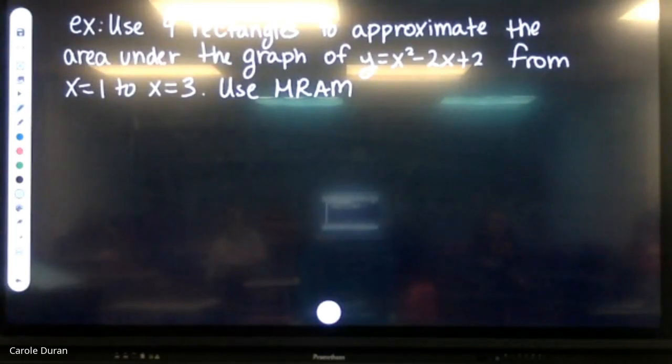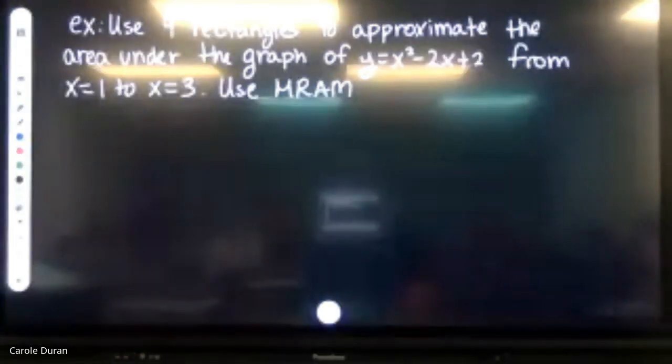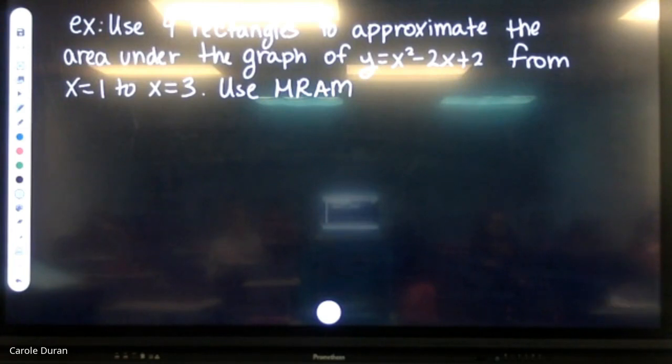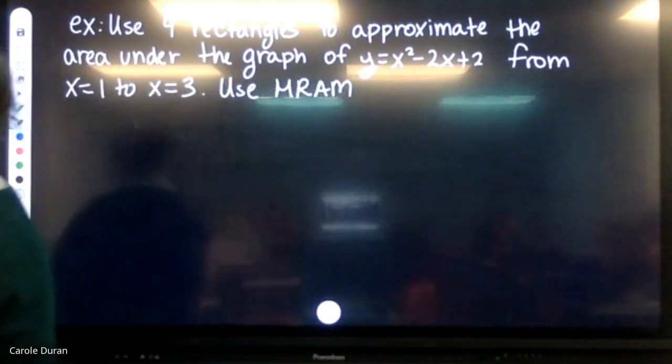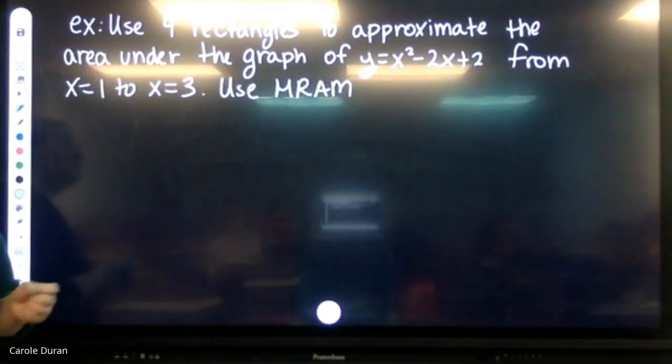Okay, so in this example, it says to use 4 rectangles to approximate the area under the graph of y equals x squared minus 2x plus 2 from x equals 1 to x equals 3 using the midpoint approximation. So we're going to do this one without a picture again. What is the first thing that I need to find in order to set up my sub-intervals? The width. Perfect.